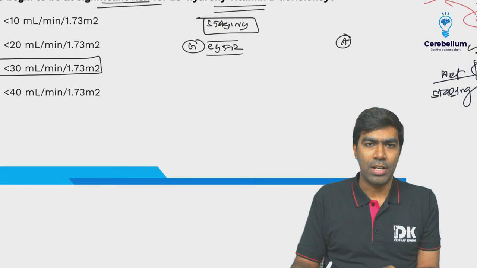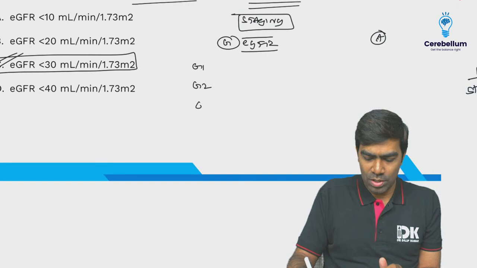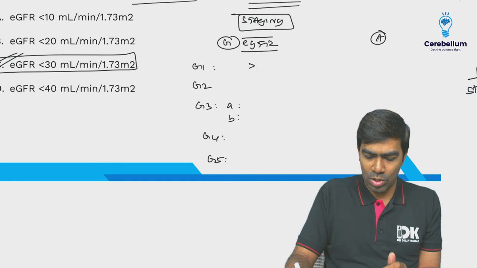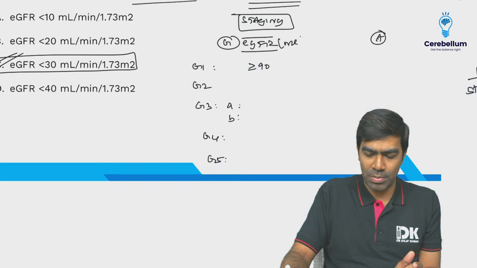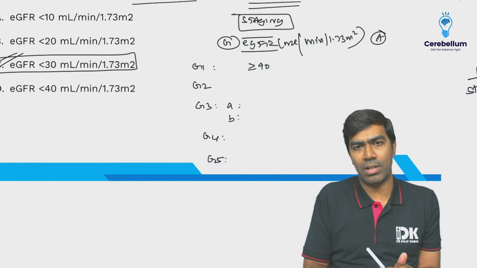So what about the eGFR stage, G staging? You have something called G1, G2, G3. In that you have G3A and G3B. And finally you have G4 and you have G5. You have 5 stages. What is G1 staging? GFR will be more than 90. eGFR you always have to represent in ml per minute per 1.73 meter square body surface area. So more than 90, that's a normal GFR.